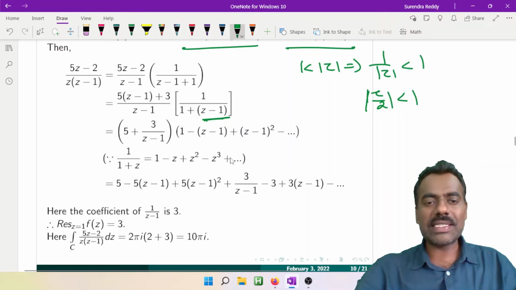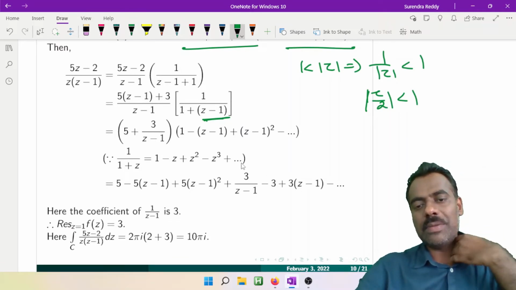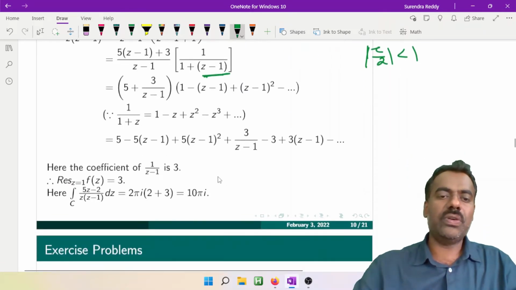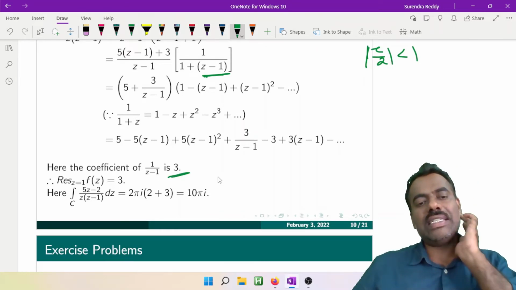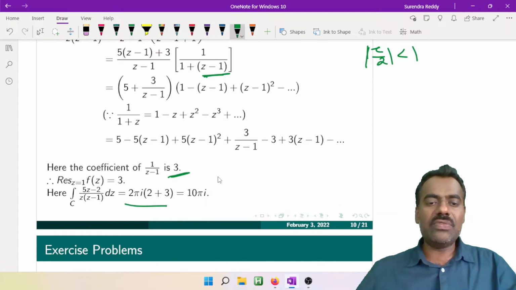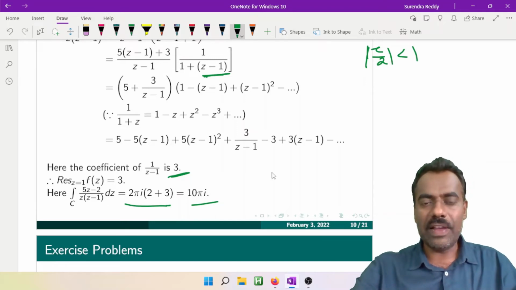Then you multiply this and try to find the coefficient of 1 upon z minus 1, which is 3 here. So the residue of f of z at z equal to 1 is 3. Then the sum of the residues is 5, and 2 pi i times 5 is 10 pi i. This is the integral value.